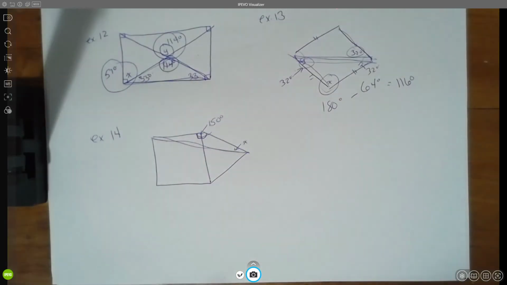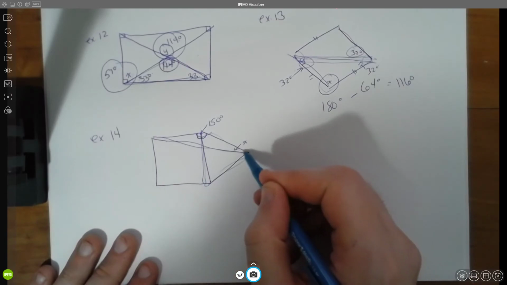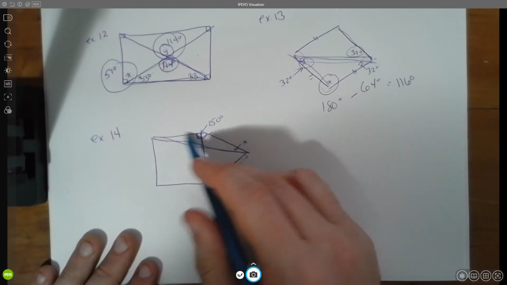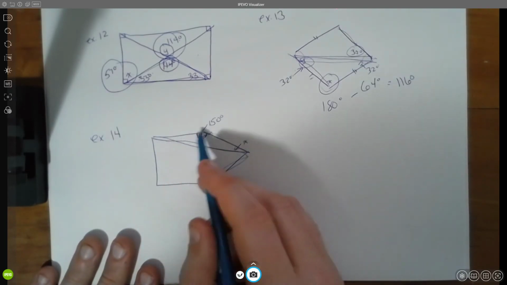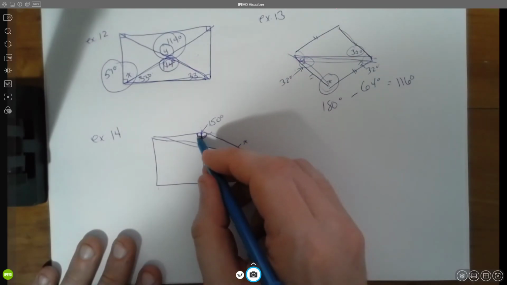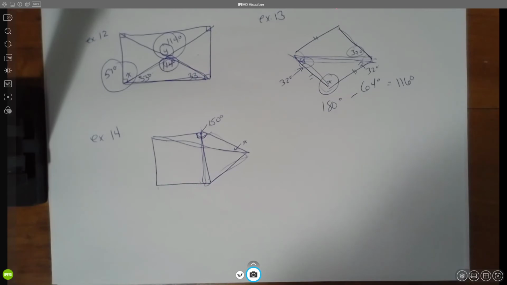In previous videos, I've explained how in an equilateral triangle, all the angles need to be the same. So to get to 180, it needs to be 60, 60, and 60. For a square, all the angles are 90. So 90, 90, 90, 90. They're all right angles. So 90 degrees plus 60 degrees would give us the 150 degrees there.